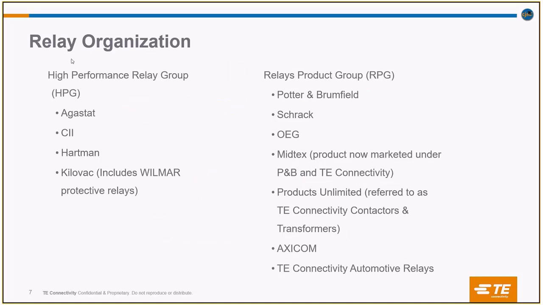Now let's talk about the relay organization. We have the High Performance Relay Group, which is HPG, and the Relays Product Group, RPG. It has been divided, and we have some of the brands under HPG and some under RPG. Agastat, CII, Hartmann, Kilovac come under HPG, the High Performance Group.